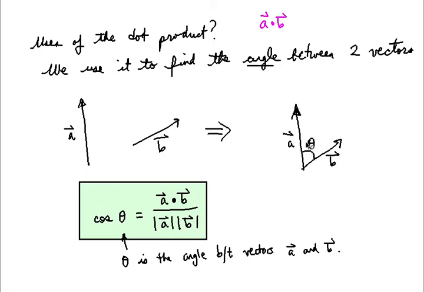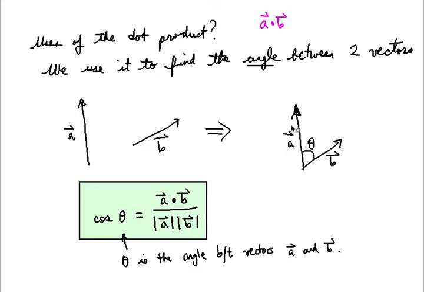So this angle can be found by using a special formula. This is cosine of theta is equal to A dotted with B. So this is where we actually use the dot product. We take the dot product, or the scalar product, of those two vectors and then divide it by the magnitudes of each of those individual vectors.